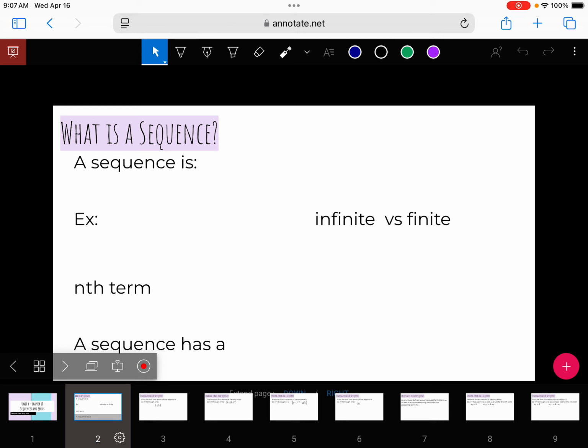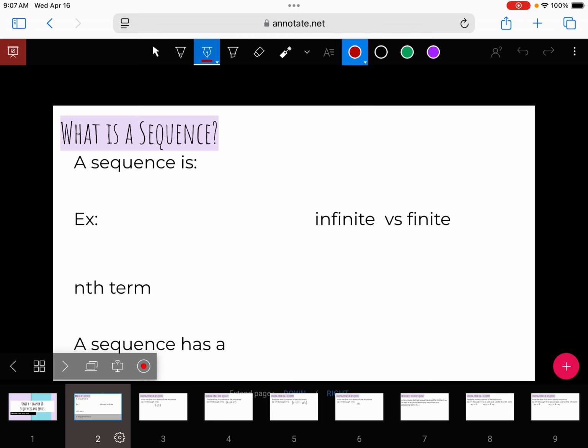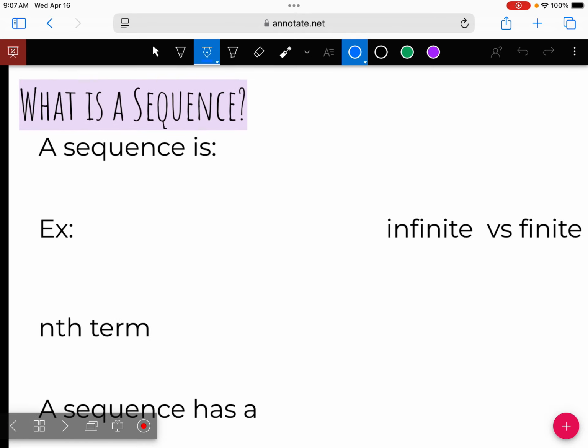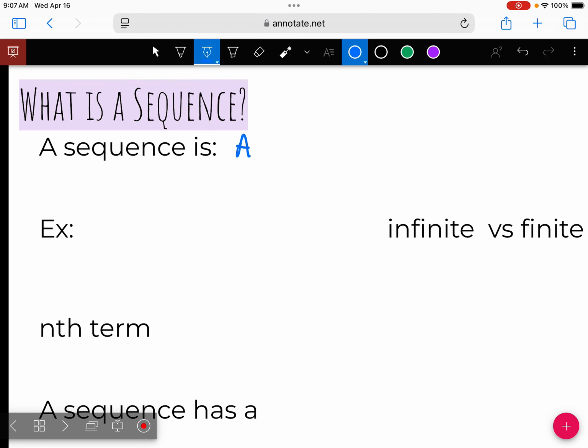So we're going to talk about sequences to start. A sequence is a list of things, usually numbers, especially since it's math class, in order. A sequence is a list of terms that are in order.